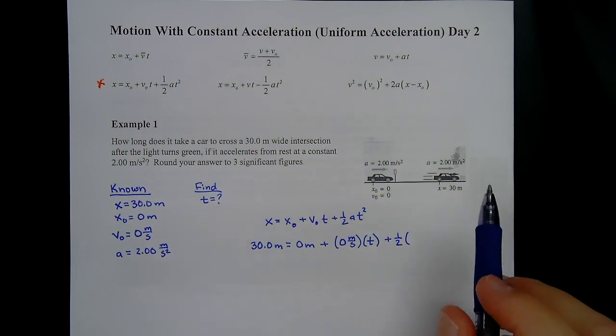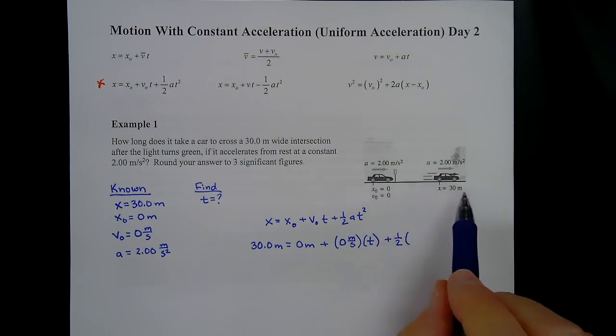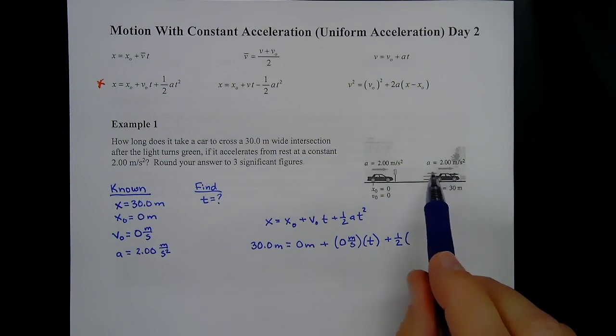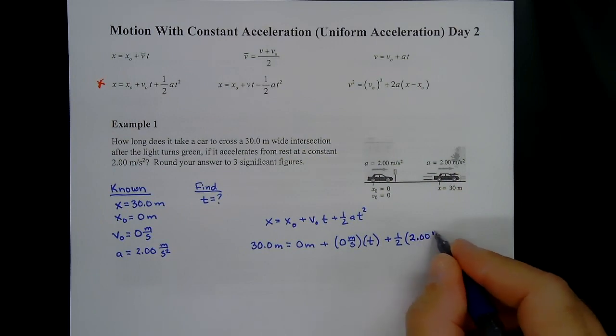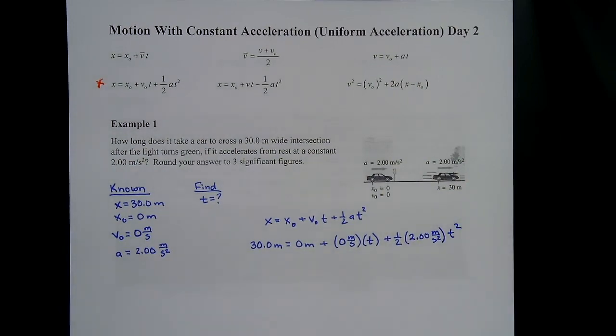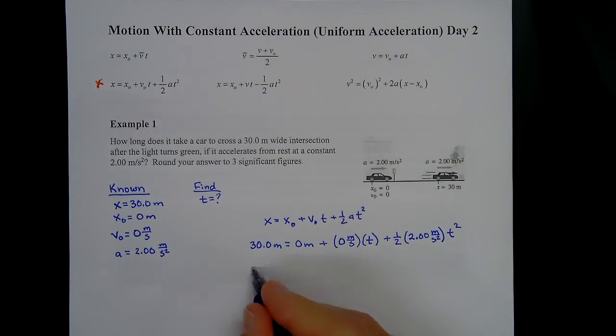And I should say this, because this is going to come up several times. Going in this direction, the velocity is positive. And think about going through an intersection, you're going to have to speed up. So velocity and acceleration are both going to have to be positive here. You're going to see in the next few problems why I'm saying that. So the acceleration is 2.00 meters per second squared, and then times my time squared. This is going to be zero, this is going to be zero, and so we're left with 30.0.